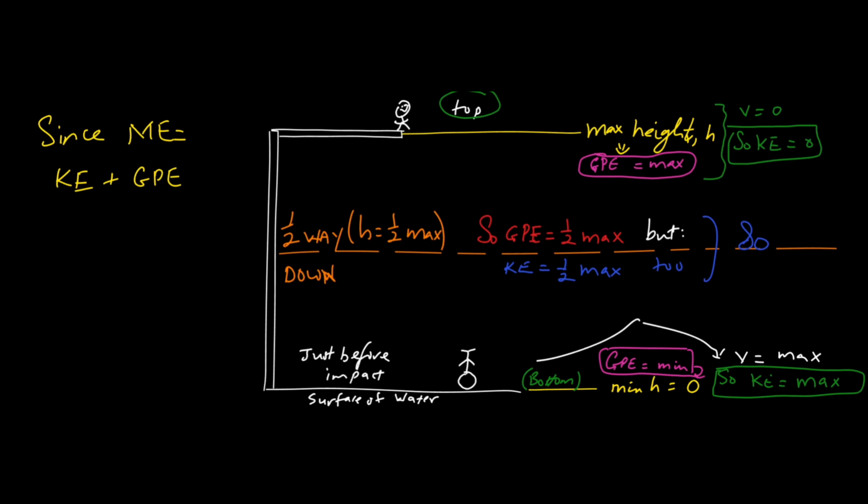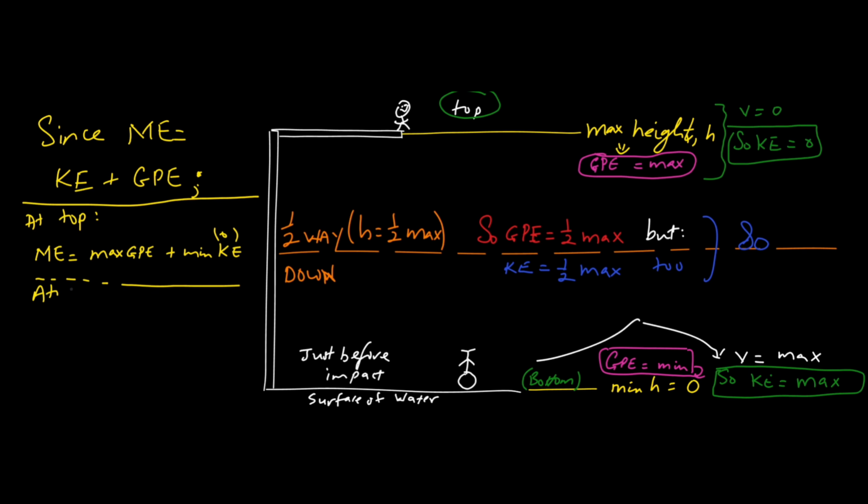Now, since mechanical energy is the sum of kinetic and gravitational potential energy, at the very top of this high board, this diver has maximum gravitational potential energy, but minimum kinetic energy, meaning 0 kinetic energy.